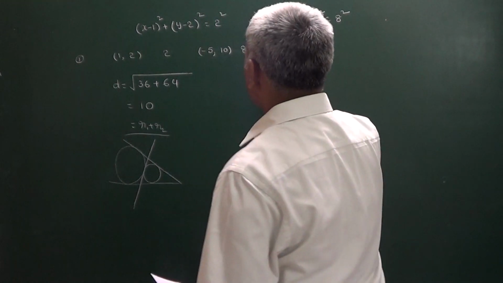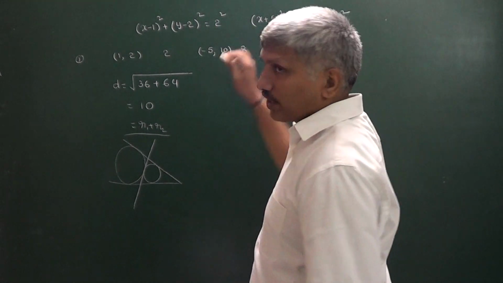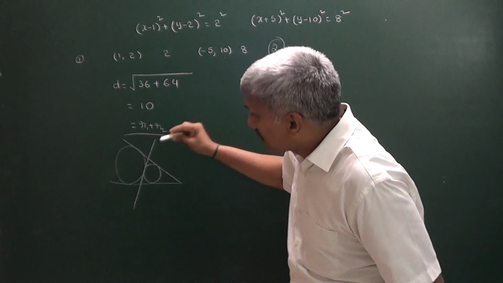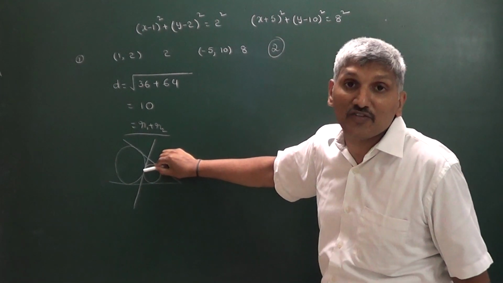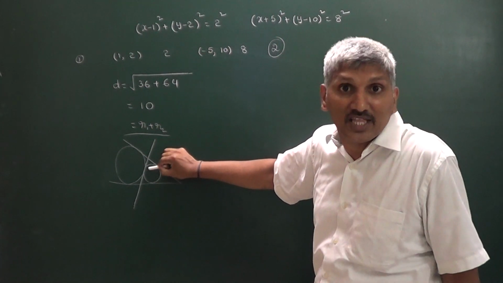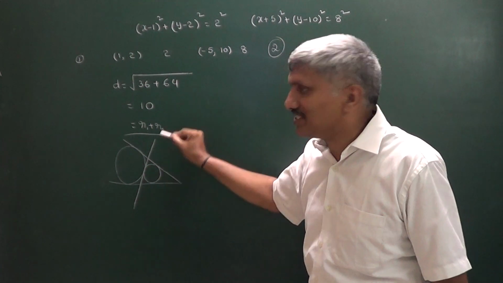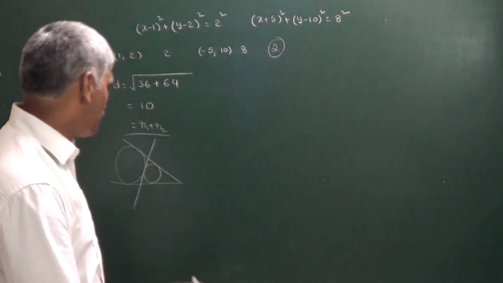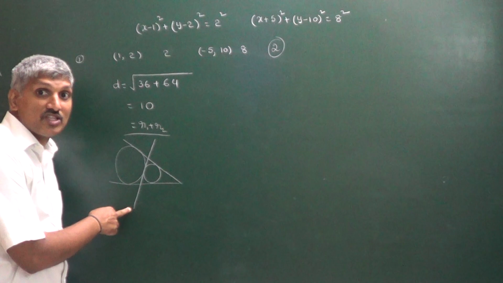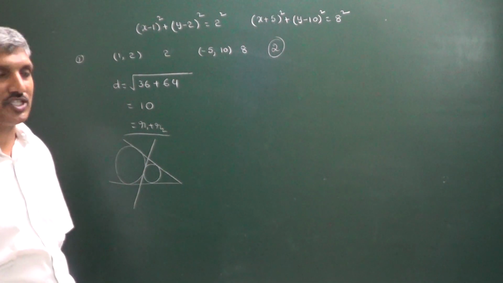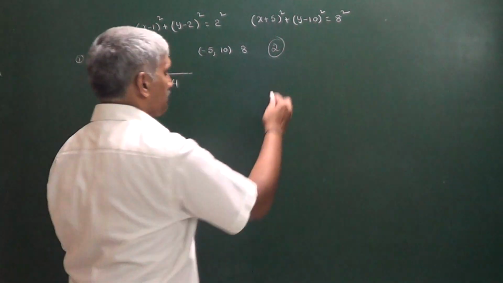Next question he is asking: you are saying that two circles touch each other externally at the point of intersection of the two circles. That means where those two circles touch each other, at that point we are drawing one tangent. What is the equation of that common tangent? This is the common tangent, which is nothing but the transverse common tangent. He is asking to find the equation of the transverse common tangent.